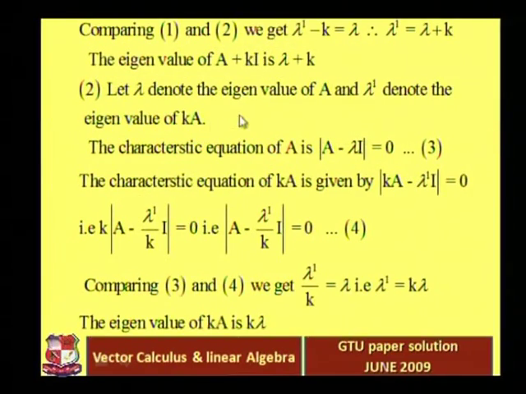So again, lambda denotes the eigenvalue of A and lambda dash denotes the eigenvalue of kA. So the characteristic equation of A is determinant of A minus lambda I equals 0, and the characteristic equation of kA is determinant of kA minus lambda dash I equals 0. Just k will be outside, so we get determinant of A minus lambda dash upon k into I equals 0, right? So comparing equations 3 and 4, we get lambda equals lambda dash upon k. So lambda dash is equal to k lambda. So the eigenvalue of kA is k lambda. Okay, so here is the complete solution of this question.